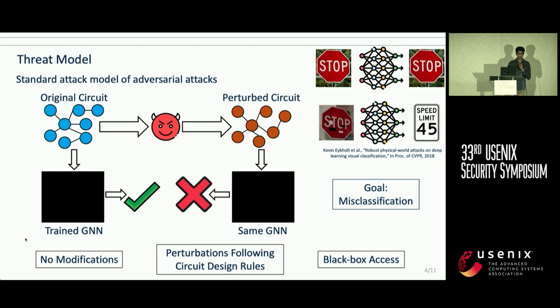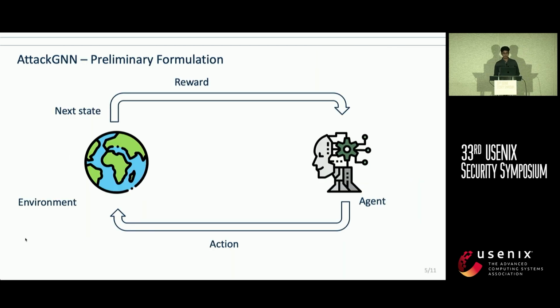Now, if I were to just simply pass that circuit to a GNN that was trained to detect Trojans, it will do a pretty good job. Almost 97 or 98% of the time, it detects a Trojan correctly. But if I perturb the circuit specifically, while still preserving the Trojan functionality, I can actually result in misclassification by the GNN. So that's the whole idea of what we want to do. Okay, so let's talk more about what AttackGNN does.